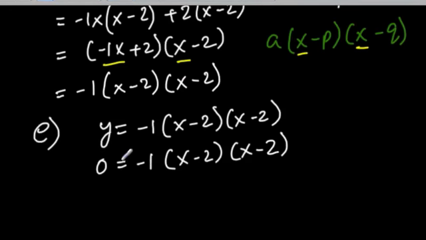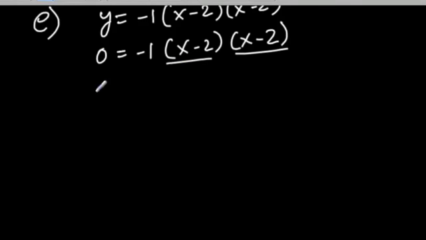Now, when we're setting it to 0, if you divide by negative 1, it really doesn't matter because then what we can do is set each of these to 0. So basically it'll be x minus 2 equals 0 and x equals 2.